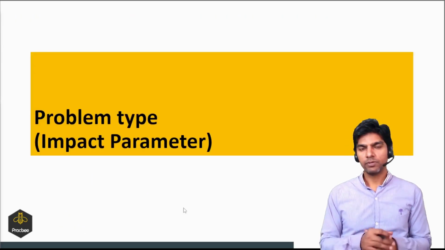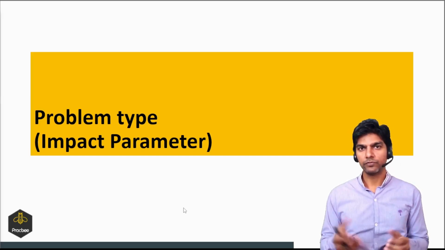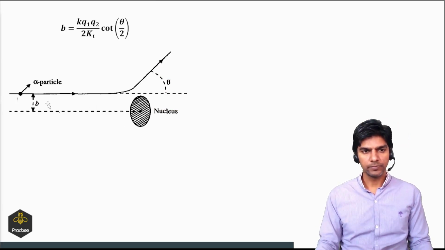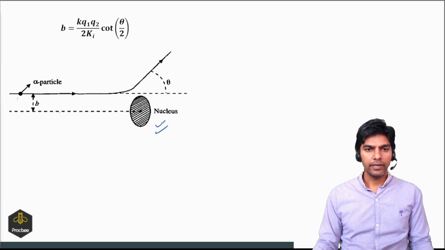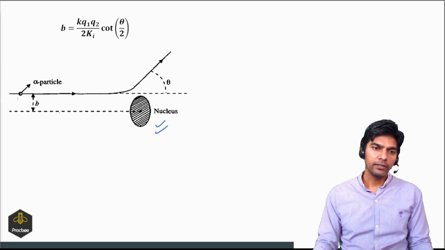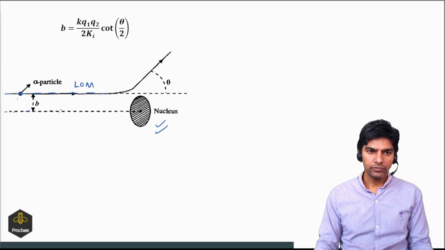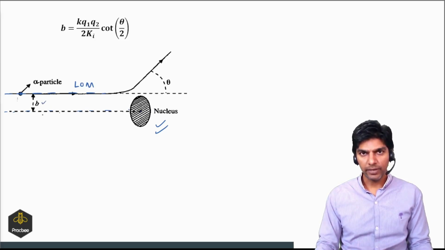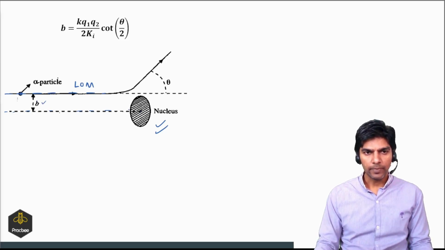Okay, now the next problem type is based on impact parameter. So first we should know what is impact parameter. Let us understand. Suppose this is a heavy nucleus, and we are assuming this nucleus is not shifting, it is not moving anywhere, it will remain at rest. And there is an alpha particle, and this is the line of motion of the alpha particle. And if I consider a line which is parallel to the line of motion and passing through the center of the nucleus, the distance between these two lines is known as impact parameter.